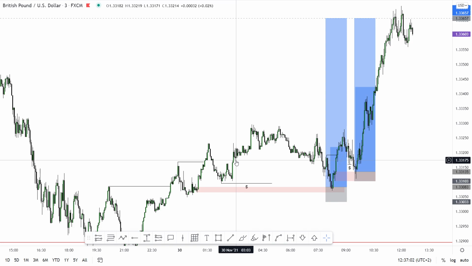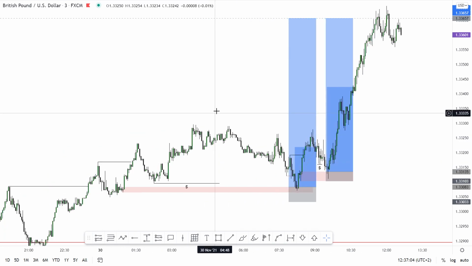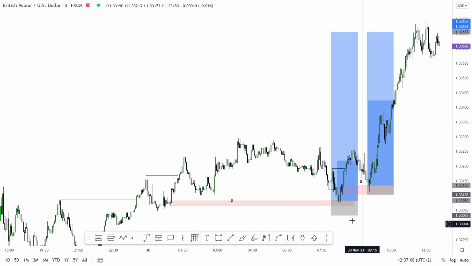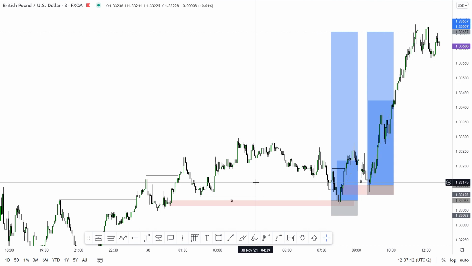So yeah, this is the trade which I took on. No, that's not the one. I took it around here, 4-3. So I took it around 4-3.